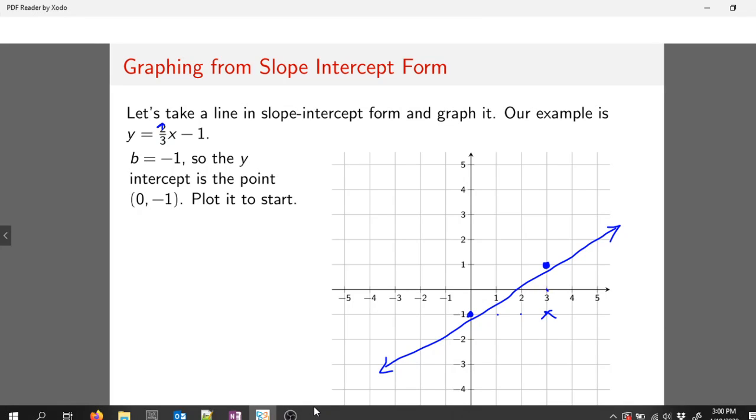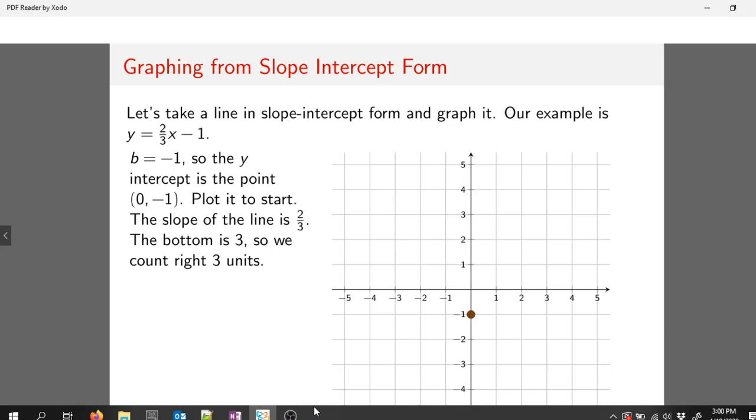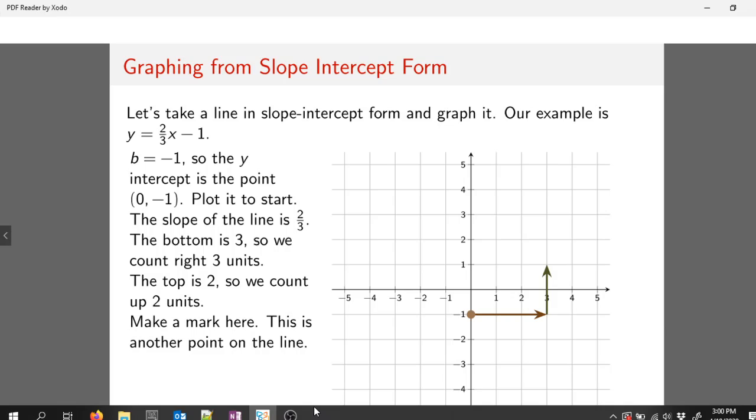That's my graph. So we find that point to start. The bottom is 3, so we count right 3 units. The top is 2, so we count up 2 units. We're going to make a mark there. That's the other point on the line. We now have 2 points. Let's connect them to finish our graph. And that's how that's done.